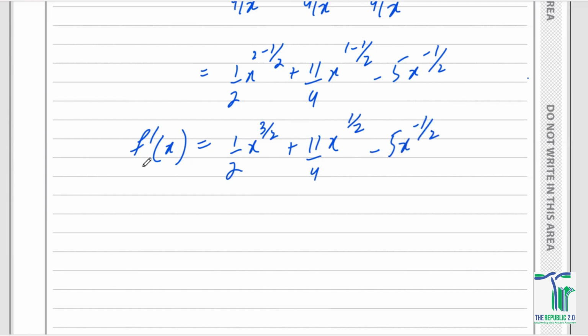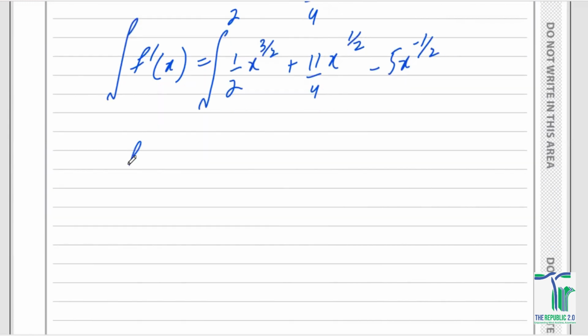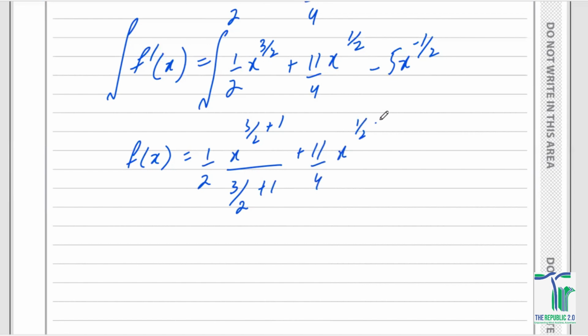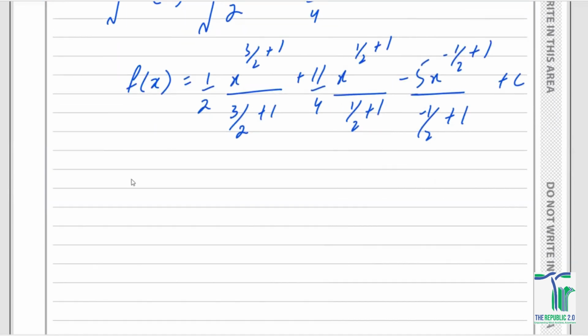Now everybody knows that if you want to get a function from here, all you need to do is just integrate both the sides. So I'm just going to integrate both the sides, and I would be having f of x is equal to 1 by 2 x to the power of 3 by 2 plus 1 divided by 3 by 2 plus 1, plus 11 by 4 x to the power of 1 by 2 plus 1 divided by 1 by 2 plus 1, minus 5 x to the power of negative 1 by 2 plus 1 divided by negative 1 by 2 plus 1, and plus c.